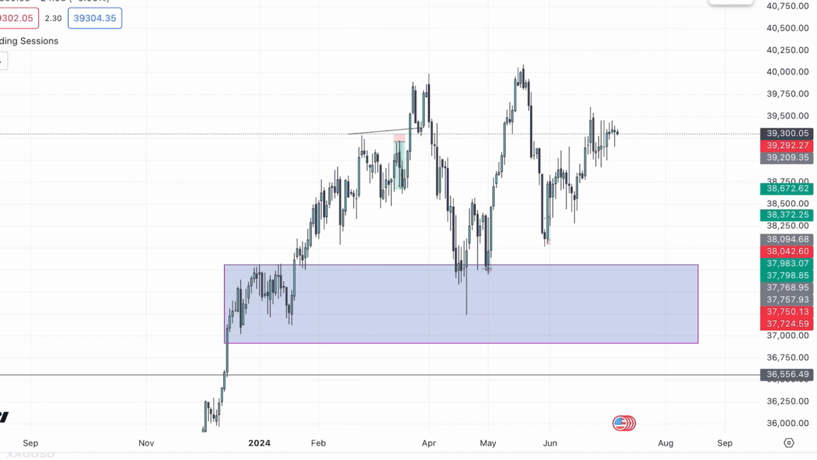It broke there, and after it did this, it started dropping down until it broke this level here. After it broke this level, it went straight into this order block here. If you can see, like what I was emphasizing, the order block that you must put into consideration.